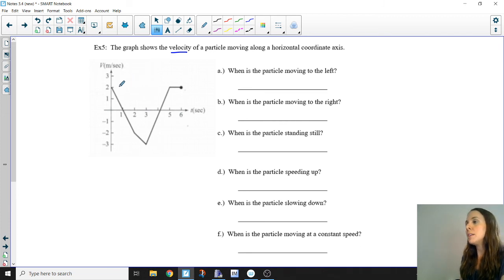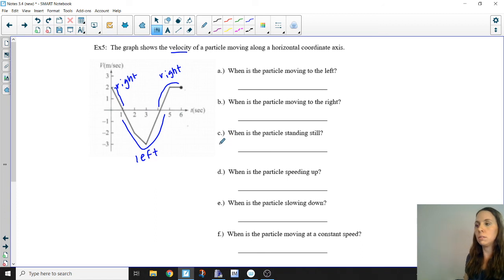So when your velocity is positive, which is here and here, it's moving to the right. When your velocity is negative, which is all in here, it's moving to the left. Keep in mind, you're not looking at a position versus time graph anymore. You're looking at a velocity versus time graph, and that's how you read direction, from the signs of the velocities. Positive velocities mean moving in one direction. Negative means moving in the opposite.